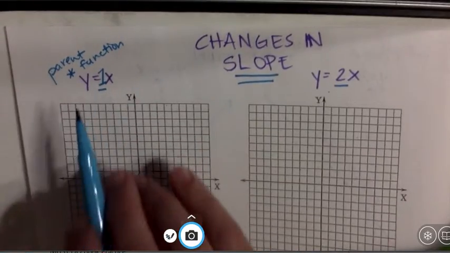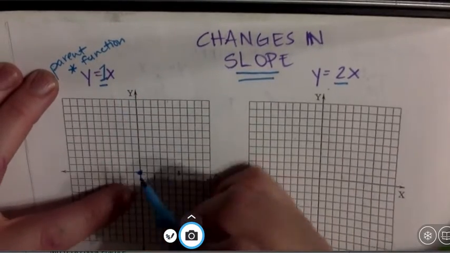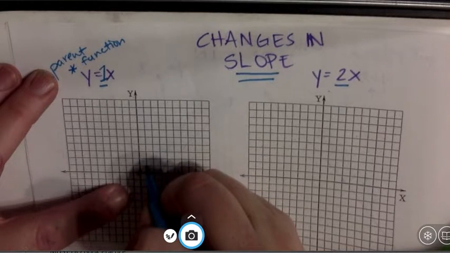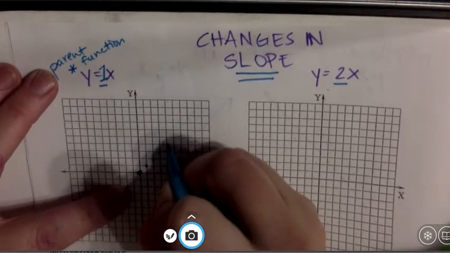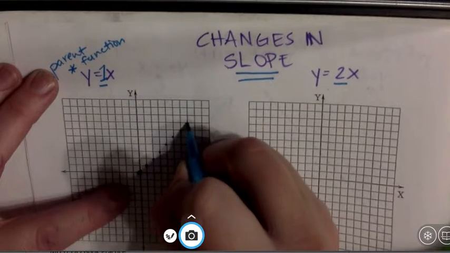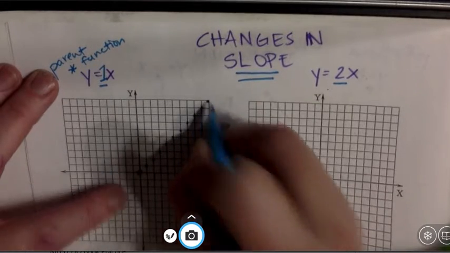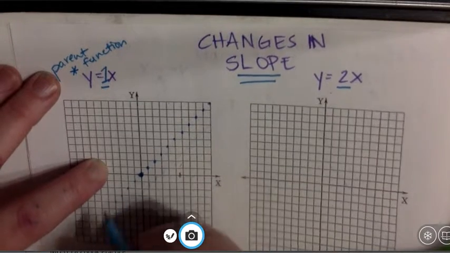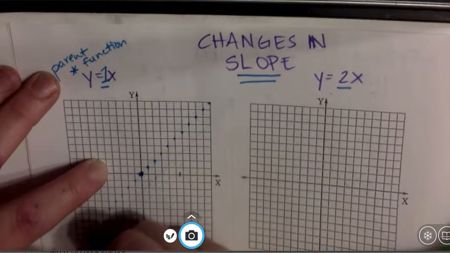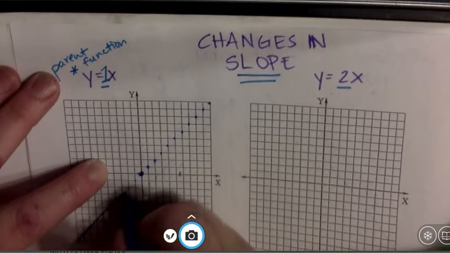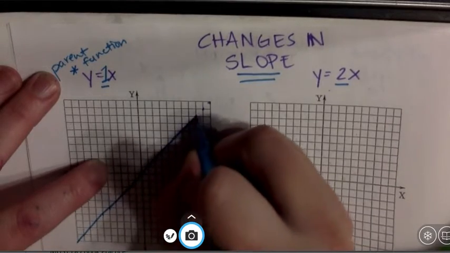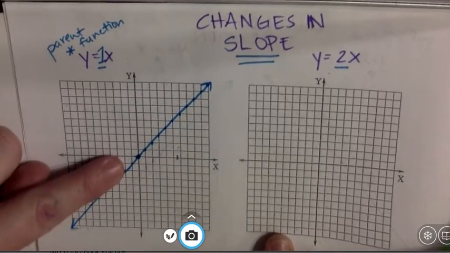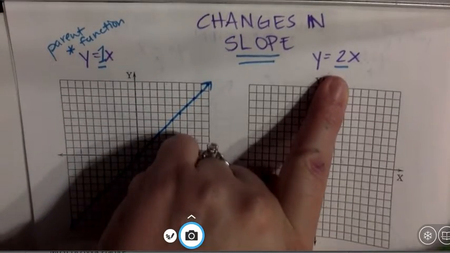Parent function. So we have this parent function of y equals 1x. We're going through 0, 0. It has a slope of 1. So I'm going to now show my slope of rise over run of 1 over 1 and continue it down in the opposite direction and finish this up by connecting the dots. So that is my parent function that I'm going to compare this function to.